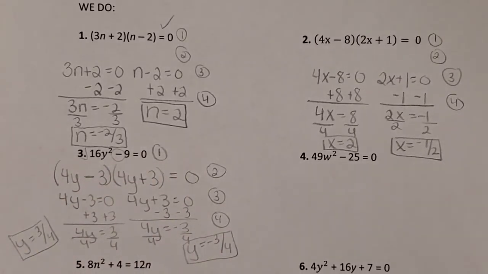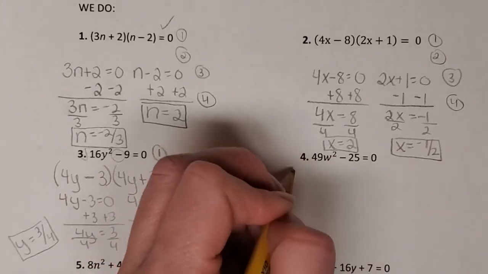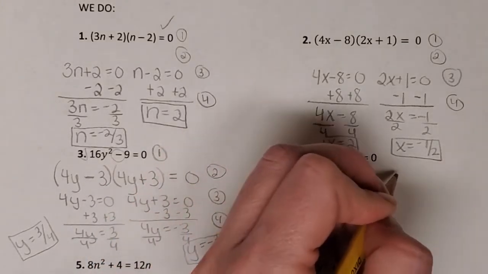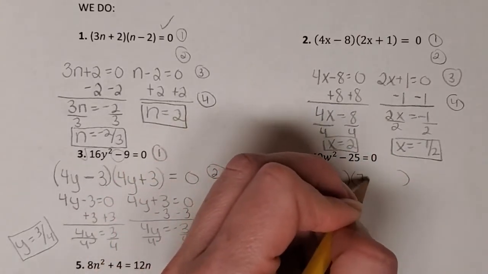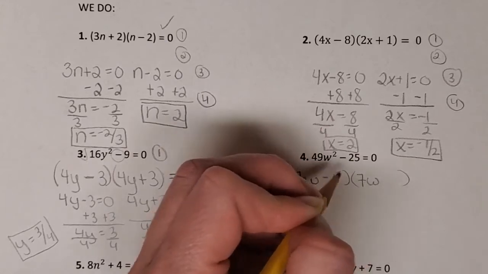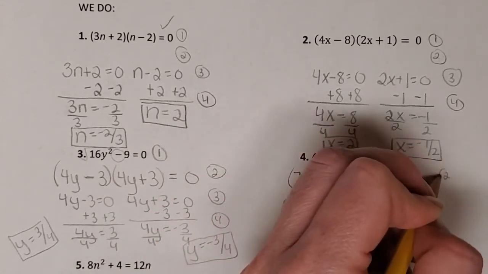Number 4 is very similar. So you're going to, again, factor. It's difference of squares again, so the square root of 49 is 7. The square root of 25 is 5, 1 plus and 1 minus. Step 1 is done. Step 2 is factored.